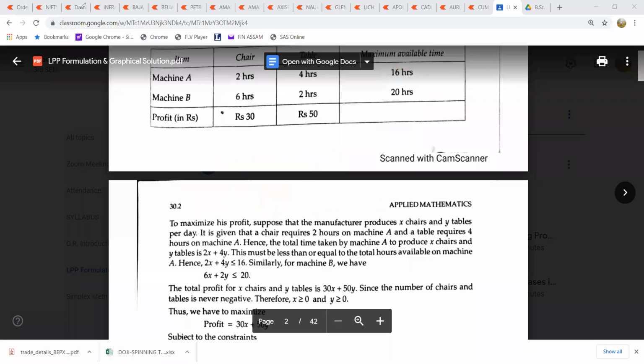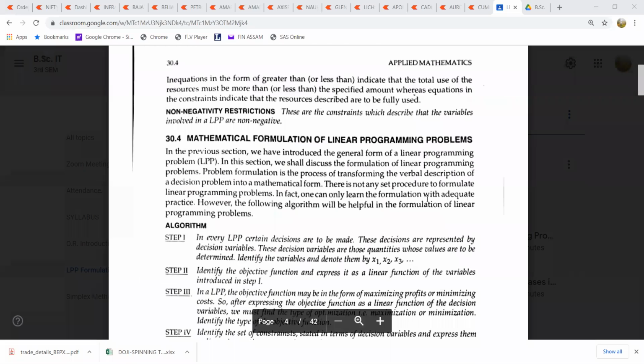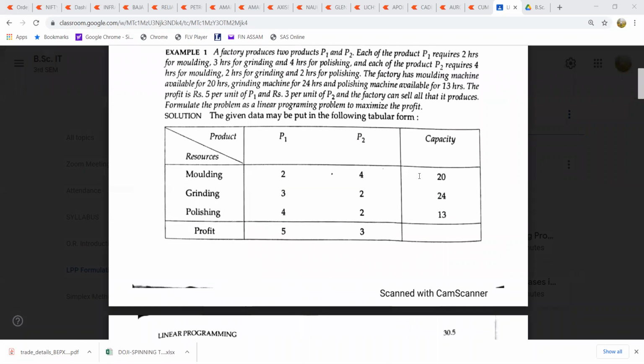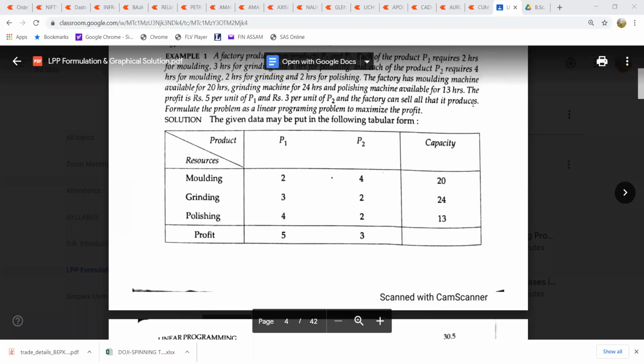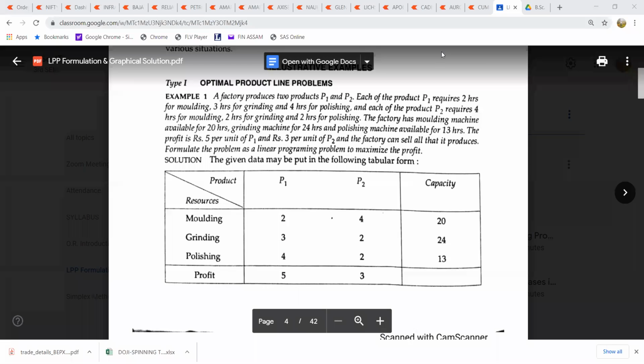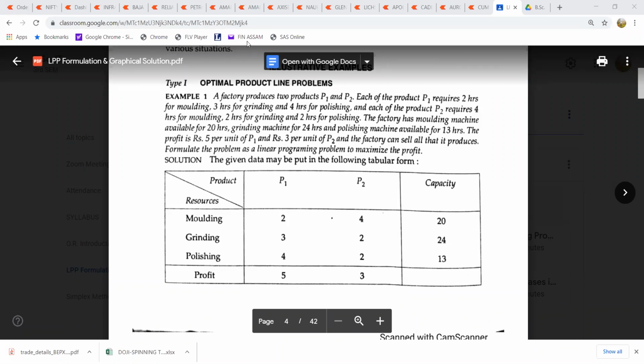Are you getting my point? Does anyone have any doubt? So let us see one problem here. I am just explaining this problem. I think I discussed this problem in the last class, no? If someone has any doubt, I will explain the problem once more.